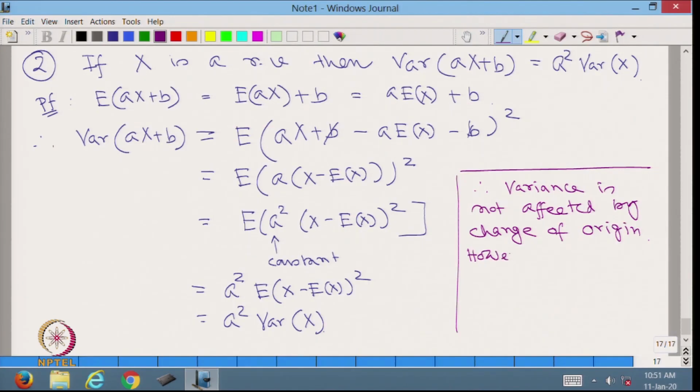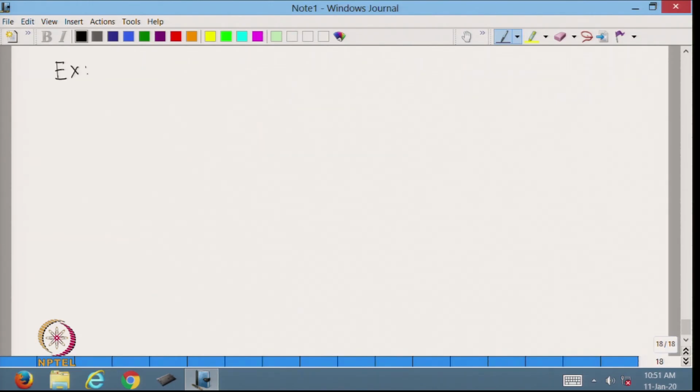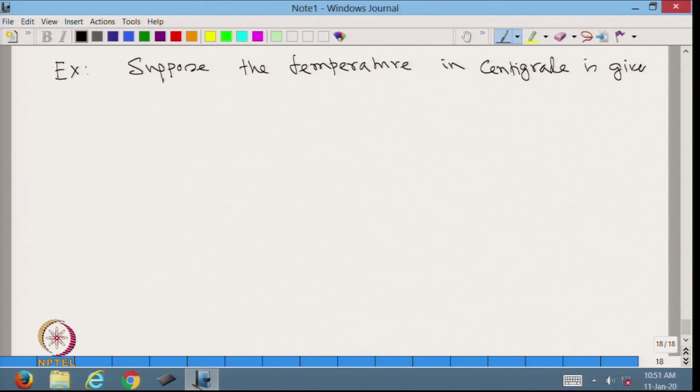However, it is affected by the scale. Example: suppose the temperature in centigrade is given by C, while in Fahrenheit it is given by F.